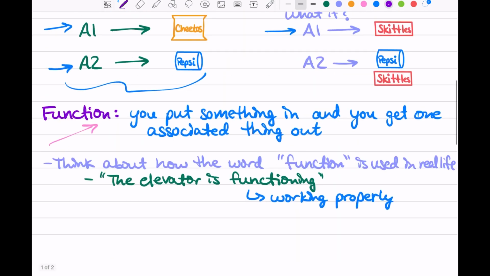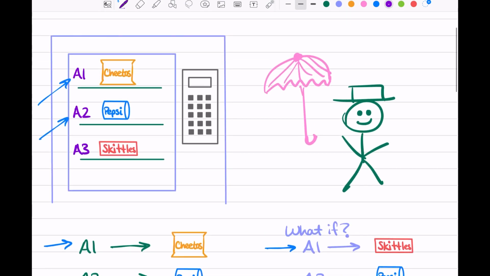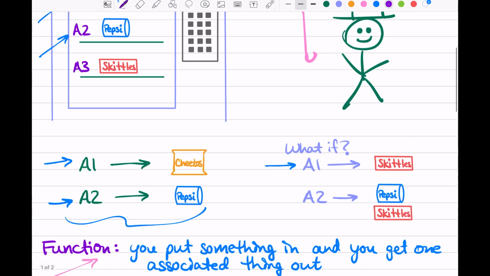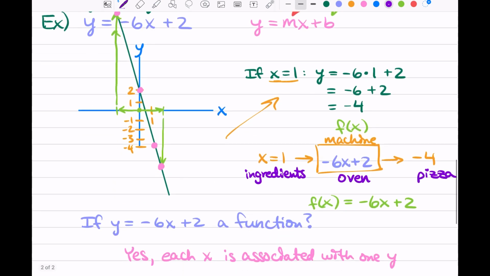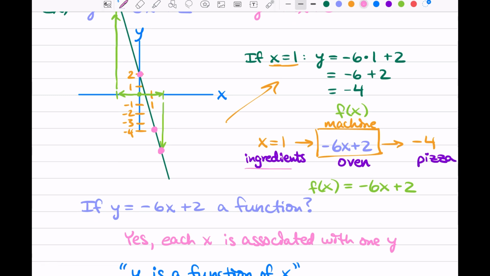And so, similar idea, it's a machine. Just like we had our vending machine, right? You put that A1 into the machine, out comes Cheetos. And that machine is a function because we want those Cheetos. That is the associated thing with our A1 here. A1 is associated with Cheetos. Similarly, you put your ingredients into the oven, and you get your associated pizza out. That is the idea of a function.